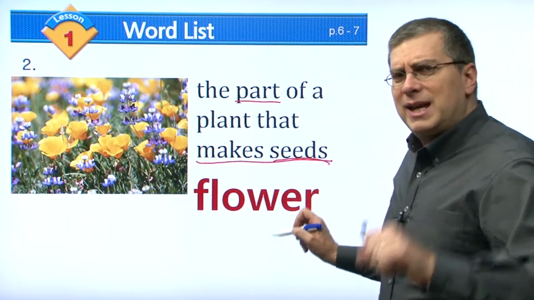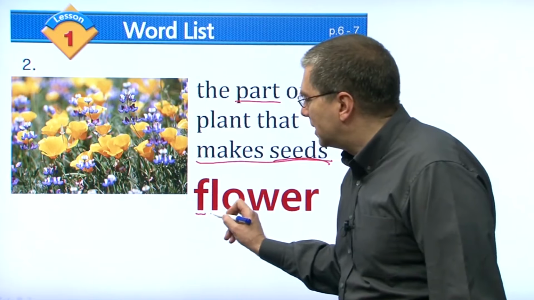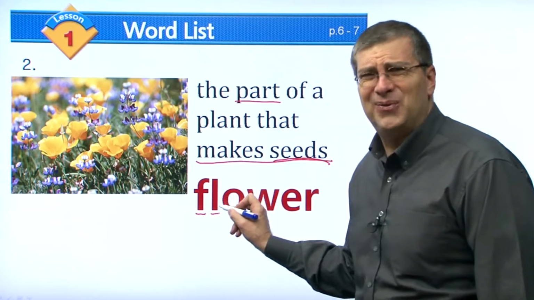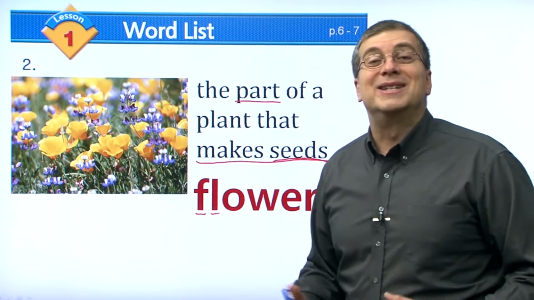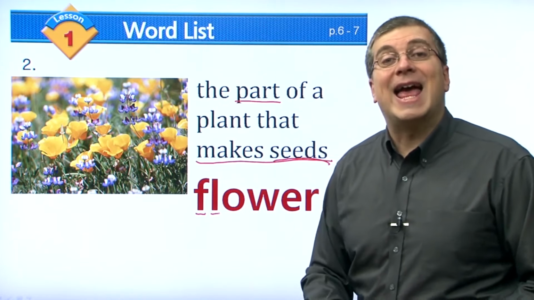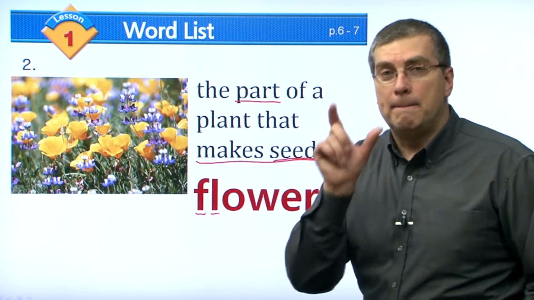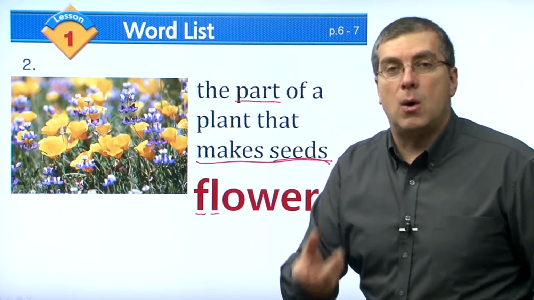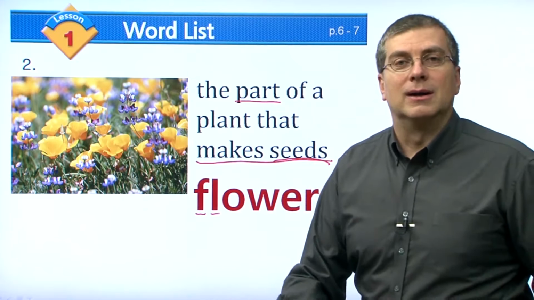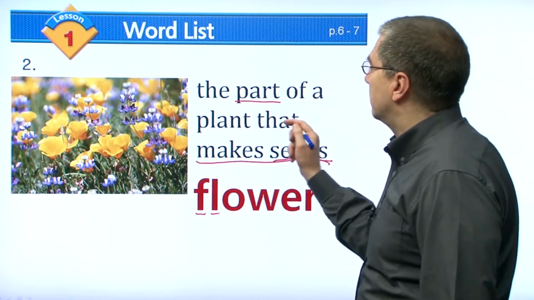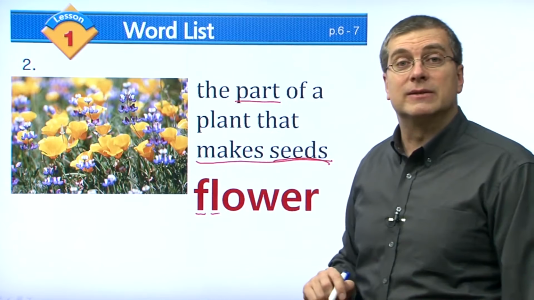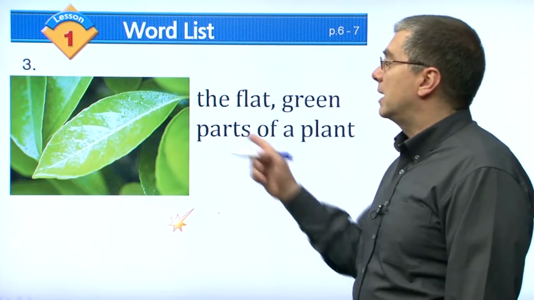Flower. Be careful, this is a little difficult to pronounce. F and L, right? Very difficult combination. F, F, F, and L, L. Put them together. Flower, flower. That's not so hard. It's the part of the plant that makes seeds. The flowers make seeds. Okay, let's move on to our next word.